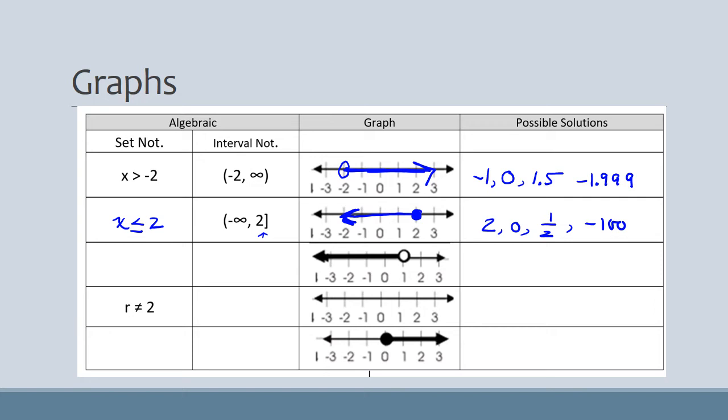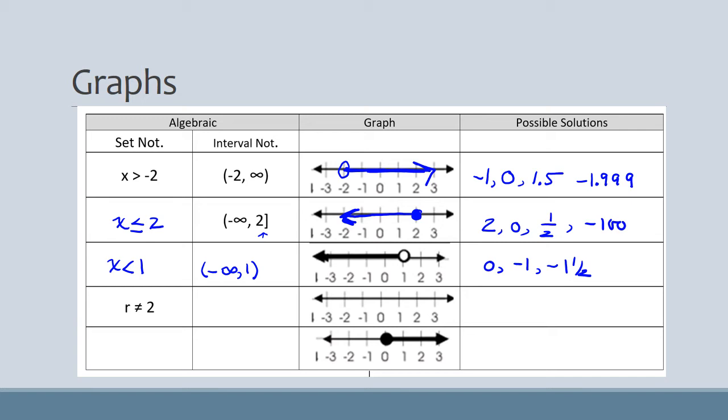Okay. If I look at the next graph, I've got an open circle at 1 and my arrow goes to the left, so it's going to be less than. So my solutions could be 0, -1, -1.5, anything that's less than 1, but 1 is not included. So I would write that as x is less than 1. In interval notation, -infinity with parentheses to 1 with parentheses, because that parentheses means that it's not included, and we always use parentheses with negative infinity. Okay.